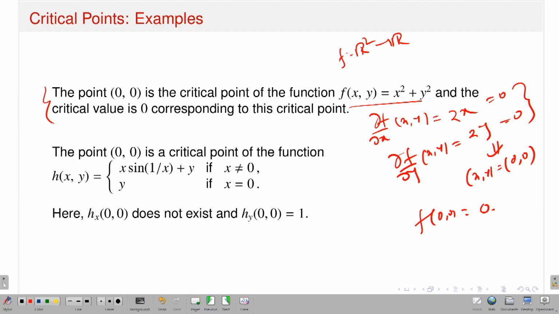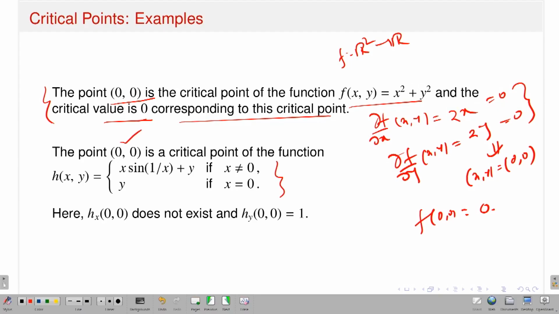So the point (0, 0) is a critical point because your first order partial derivatives vanish at that point, and the critical value, that means the value of f at the critical point, is nothing but 0. It is called the critical value corresponding to this critical point. This is one example. Another example: look, this (0, 0) is also a critical point for this kind of function.